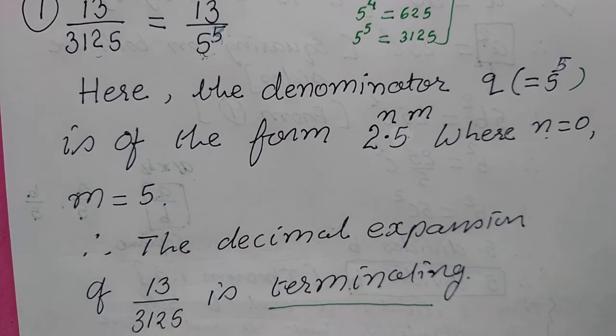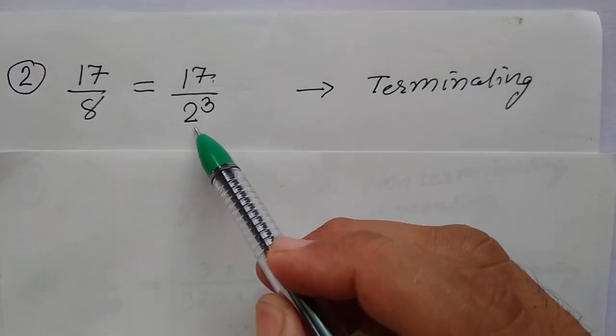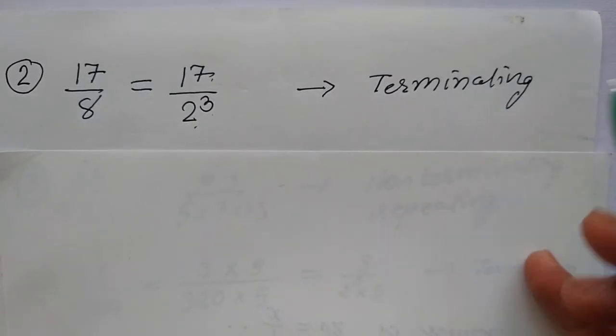Let us take the next sum. Now 17 by 8. 17 upon 2 raised to 3. 2 is here, therefore terminating.